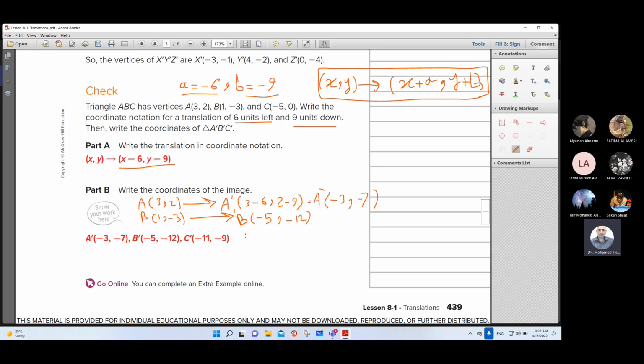The same idea for the third point, we have C, negative 5, 0. The translation will be C prime. Also use the rule. X minus 6 means minus 5 minus 6, which will be minus 11. Then 0 minus 9 will be minus 9. So this is the images of the vertices.